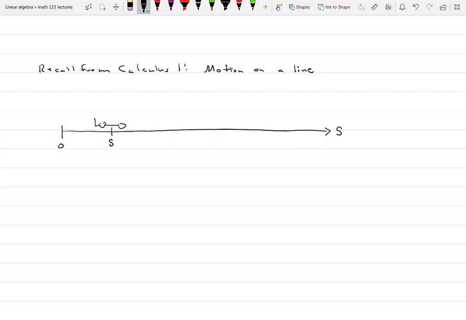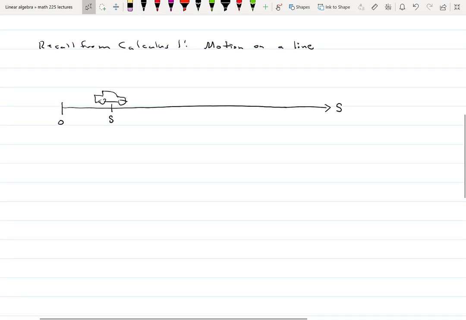Don't laugh, I can't draw. Well, you can laugh, I guess I won't hear you. Okay, so here's a car. I've done worse.